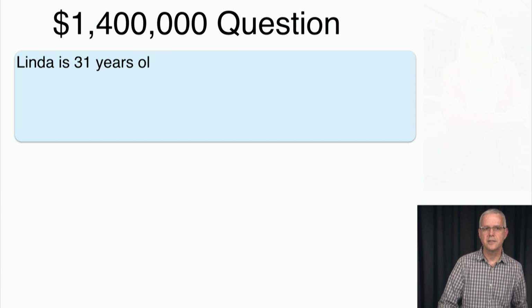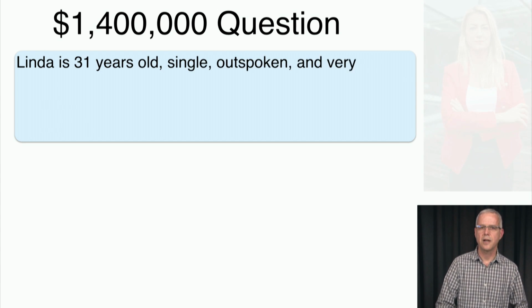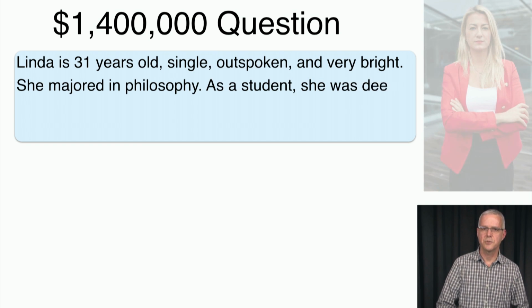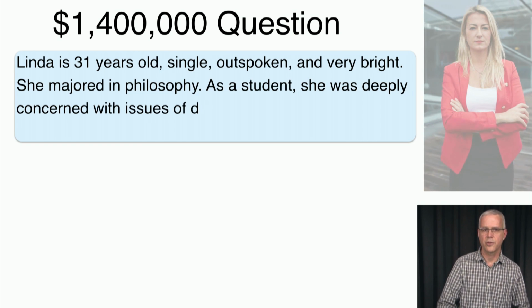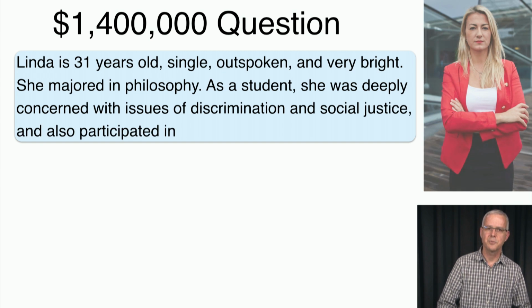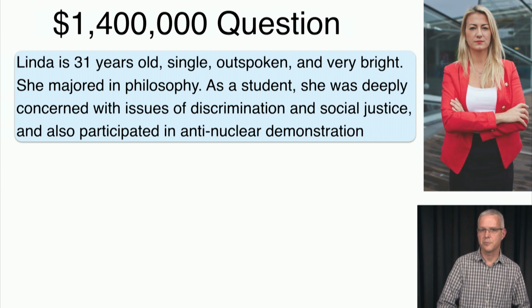So here's Linda. She's 31 years old. She is single, outspoken, very bright. She majored in philosophy, and as a student, she was deeply concerned with issues of discrimination and social justice, and also participated in anti-nuclear demonstrations. Okay, so this is Linda right here.